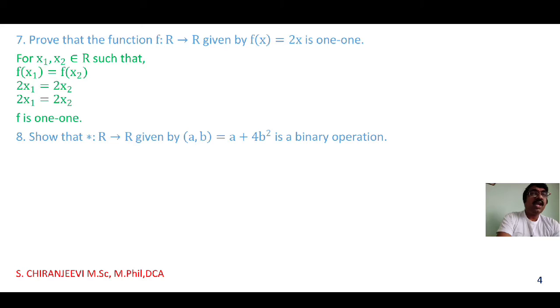Eighth one, show that star from capital R cross R to capital R given by a star b equal to a plus 4b square is a binary operation. So here, for whatever values a, b we take in real numbers, a plus 4b square will also be in the real numbers only. So therefore star is a binary operation.